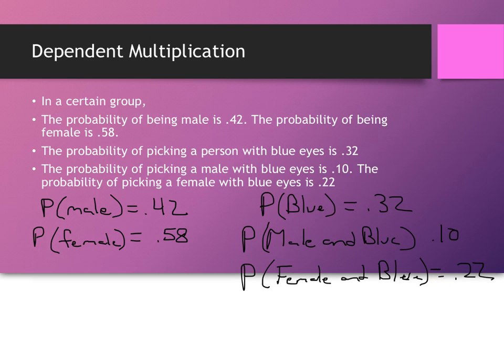Now I want you to notice something about these probabilities. It is not coincidence that the probability of getting blue eyes is 0.32, and these two add up to that. In fact, if this is a real problem, it's always going to add up that way, because there's only two choices here. We either have males or females. So this lists all the people with the blue eyes. Better add up to that probability.